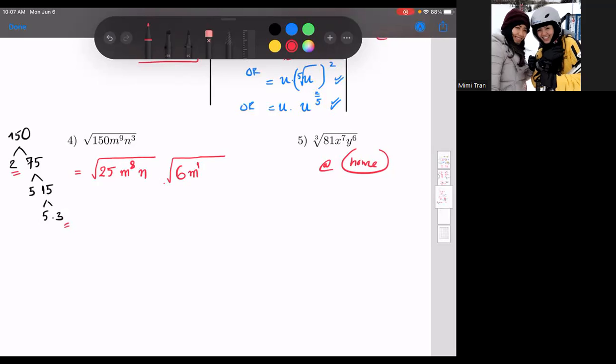Should be good by now. n squared and n to the 1, right? So the perfect one you put on the left, the not perfect one you put on the right. Square root of 25 is 5. Square root of m to the 8 is m to the 4. Square root of n squared is n. And because the right one is not perfect, you rewrite it as it is, so square root of m times n.